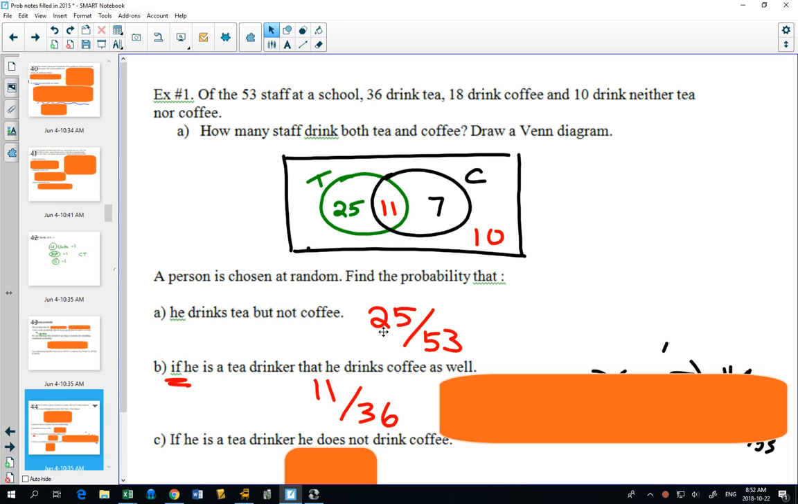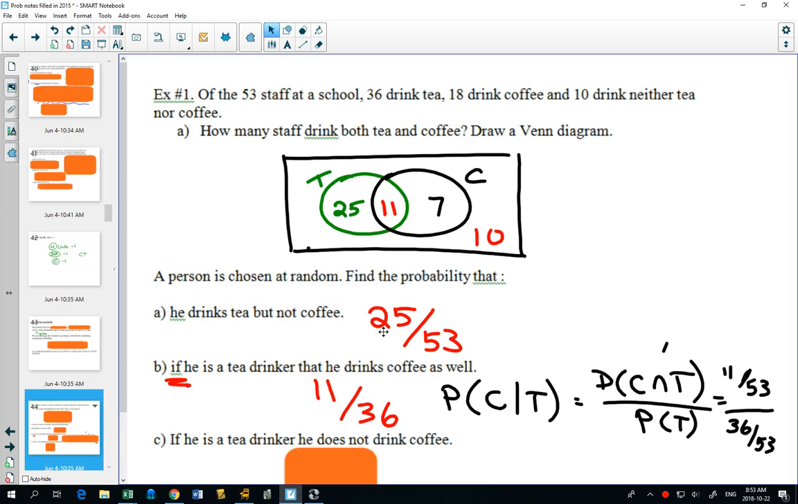So what conditional probability does is say we give you a condition, and that condition reduces your sample space. You're just given additional information, which means you can ignore other things. We could ignore the people that don't drink coffee because we're told that we're picking a person that drinks tea.